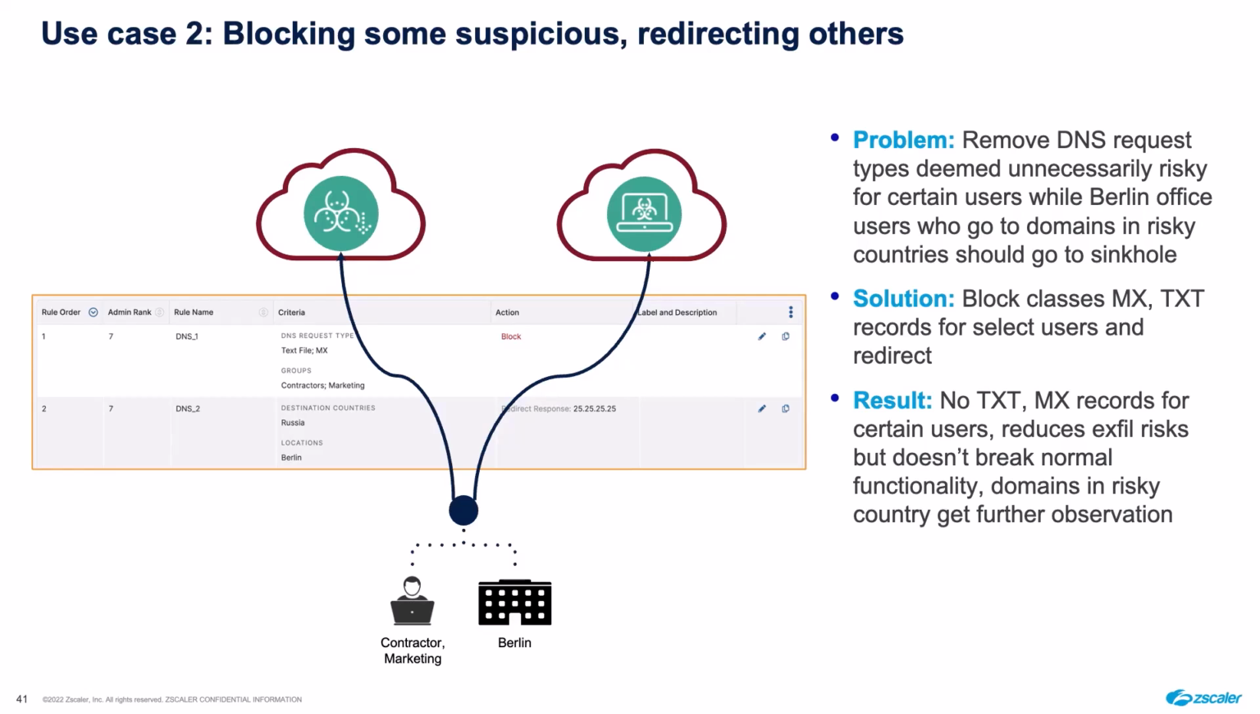We have the capability to redirect that request to a specific IP address where you could trick the end user or the compromised endpoint into assuming that it is a genuine server, and you can capture a lot of insight and information to identify the threat. You could also have very granular headers, like don't allow TXT and MX records for certain users. That way, you are minimizing data exfiltration activity on those compromised endpoints.